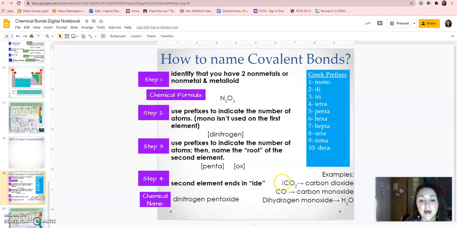So some examples. I have carbon and two oxygens. So I have one carbon. Most people would want to put mono carbon dioxide, but we don't put mono in front of the first one. That's the only thing. Okay, so we have carbon and one oxygen, so we put carbon monoxide. Remember, there will be a prefix in front of everything unless we have one atom in the first spot. So right here, we have the name, and we want to go back for the formula. So we have dihydrogen, so we have two hydrogens, monoxide, one oxygen.